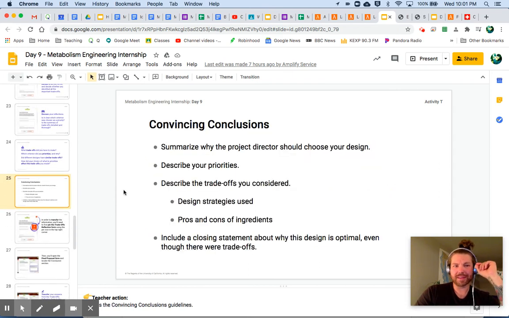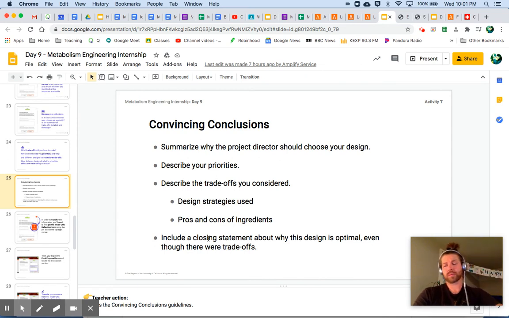So for a convincing conclusion, what do I really need? We already looked at the rubric, right? But you need to summarize why the project director should choose your design. Remember, a strong closing statement. Describe your priorities. What did you focus on? The trade-offs you considered, design strategies that you used, pros and cons of certain ingredients, and then your closing statement about why this design is optimal, even though there were trade-offs.